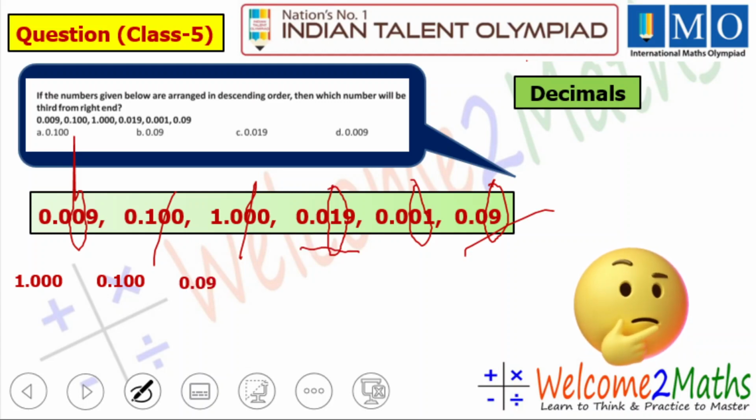Got it? Now we have already seen that in this number, in the 100th place, here is 1, and 1 is greater than 0. So that means after 0.09, this number would come: 0.019. Got it?